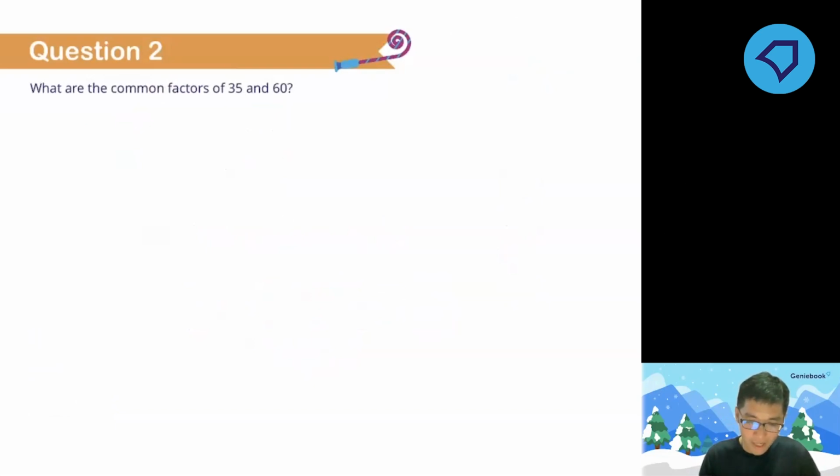The word common means that it is a factor of 35. It must also be a factor of 60. So in order to solve this question, we have to do the listing of the factors of 35 and the factors of 60. Okay, let's do this very quickly, okay? So again, I know that 1 and itself are definitely the factors of the number because 35 can be divided by 1, 35 can be divided by 35.